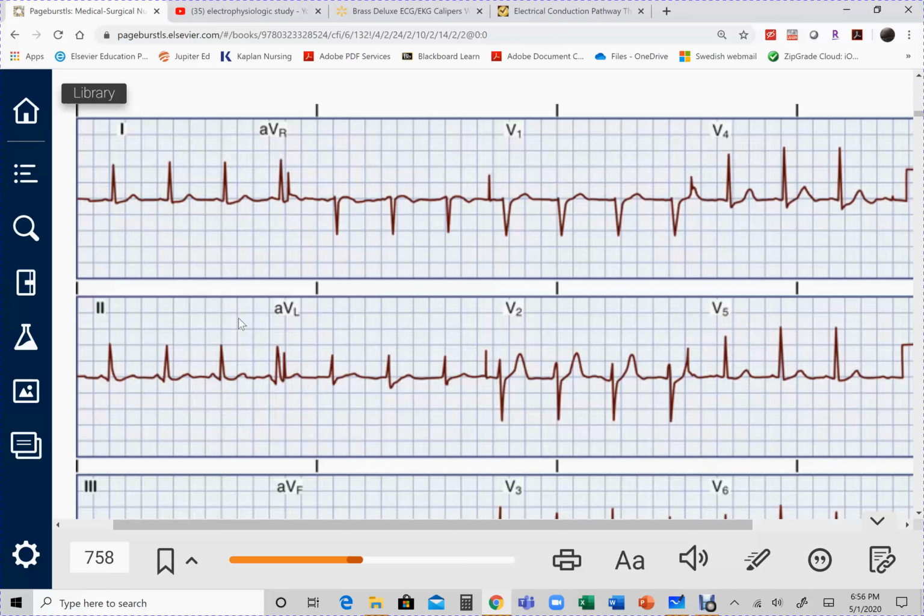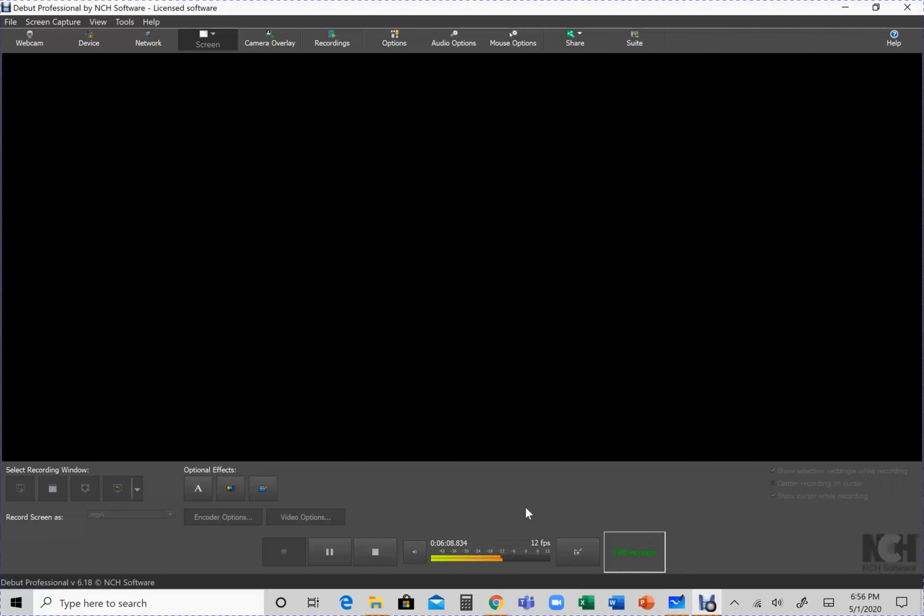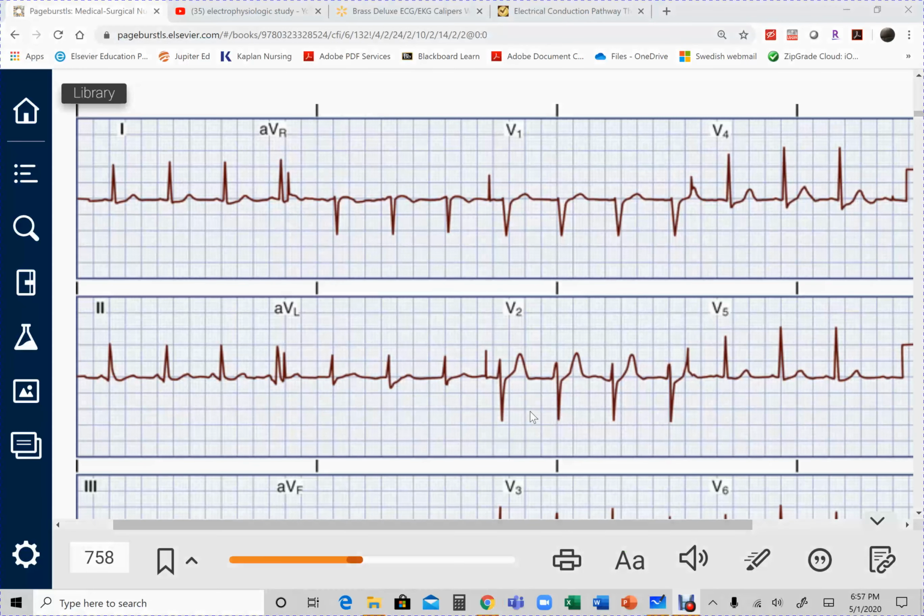So you can clearly see that there are 12 different views. Alright, sorry about that, I forgot what I was saying. There are 12 views in a 12 lead EKG. Again, 3 bipolar leads. We have leads 1, 2, 3, aVR, aVL, aVF, V1, 2, 3, 4, 5, 6.